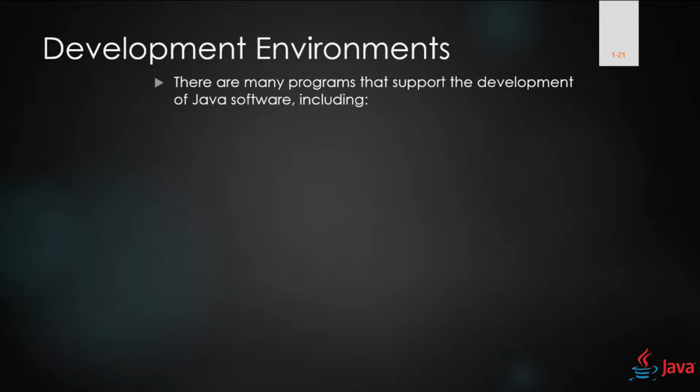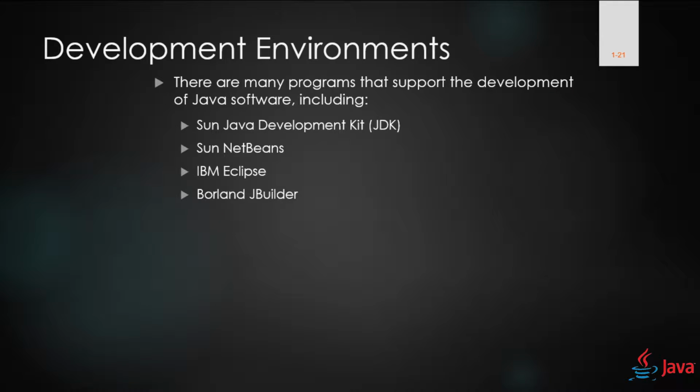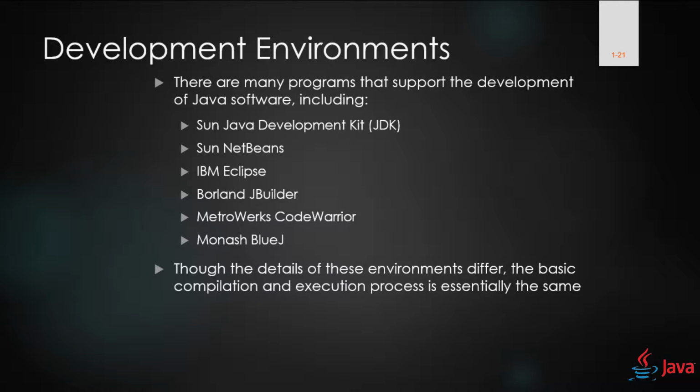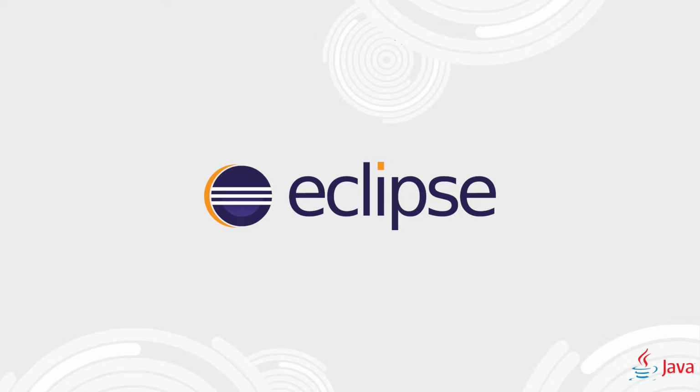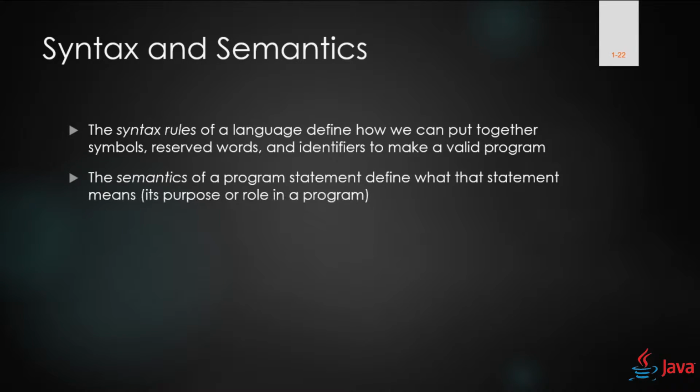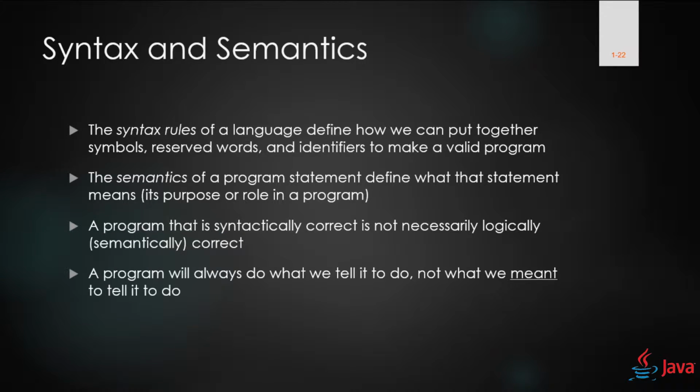There are many programs that support the development of Java software, including this list, but for our programming course we're going to use Eclipse. Some extra knowledge about syntax and semantics. The syntax rules of a language define how we can put together symbols, reserved words, and identifiers to make a valid program. The semantics of a program statement define what that statement means, its purpose or role in a program. A program that is syntactically correct is not necessarily logically, semantically correct. A program will always do what we tell it to do, not what we meant to tell it to do.